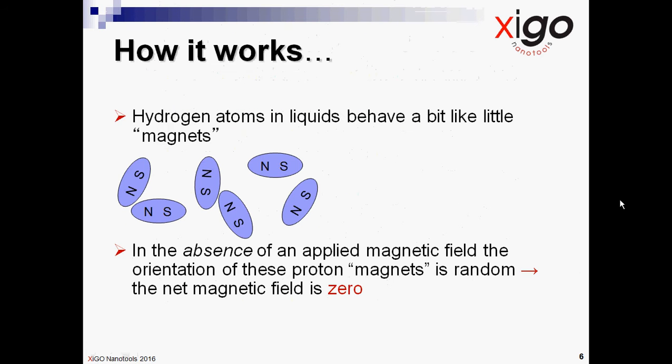So, how does it work? Well, hydrogen atoms in liquids behave a bit like little magnets, shown as blue ellipses. In the absence of an applied magnetic field, the orientation of these proton magnets is random, and so the net magnetic field is 0.